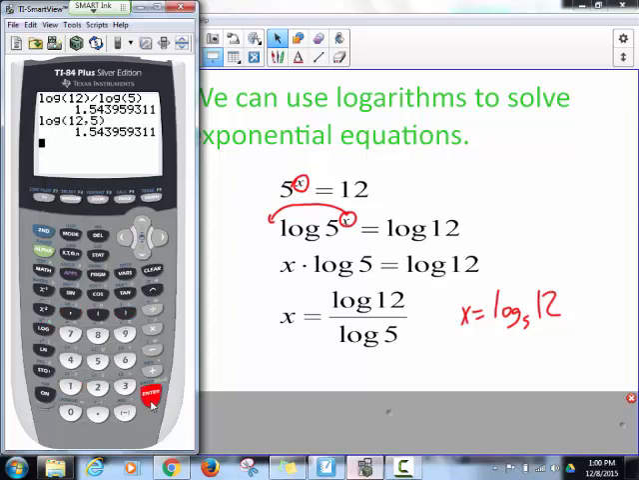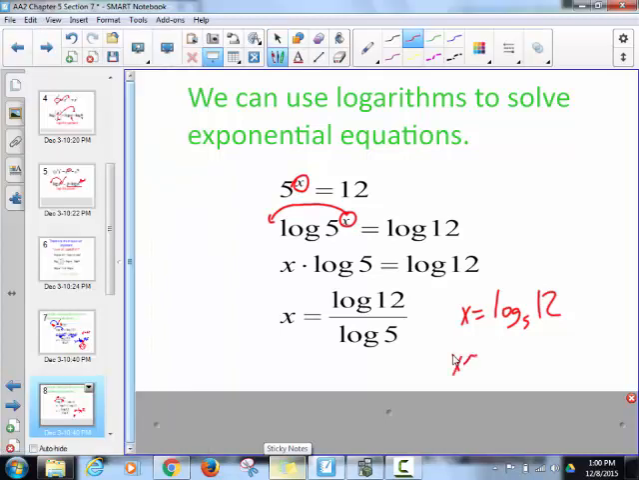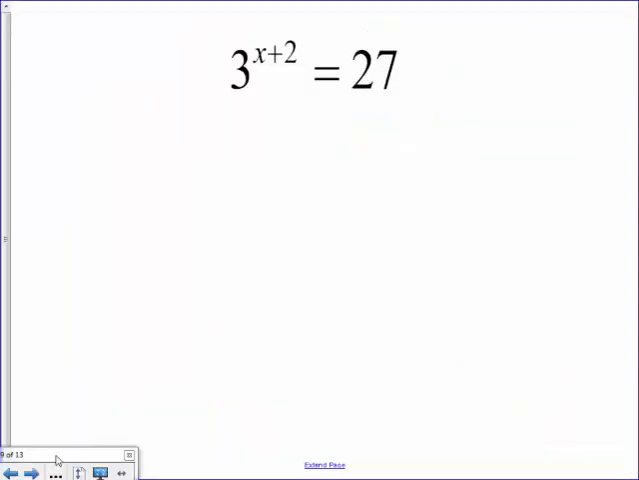They should give me the exact same answer, about 1.54. So I'll say x is approximately 1.54. And that was a good estimate. I knew it would be between 1 and 2. And there we go.